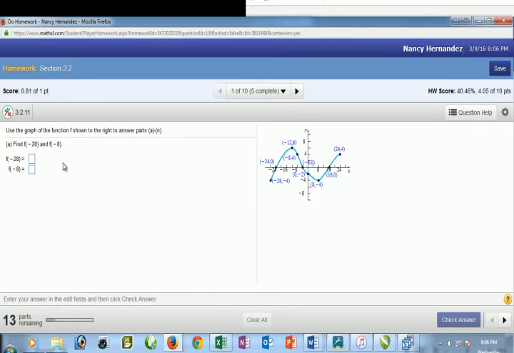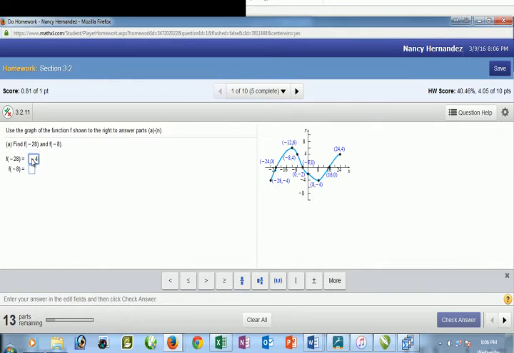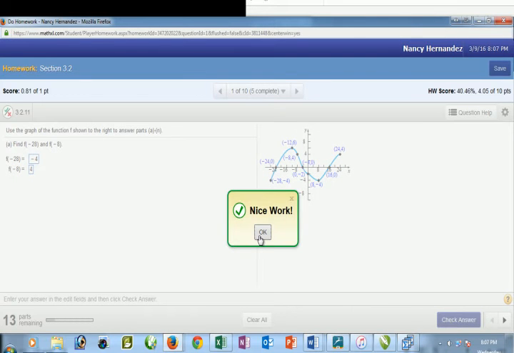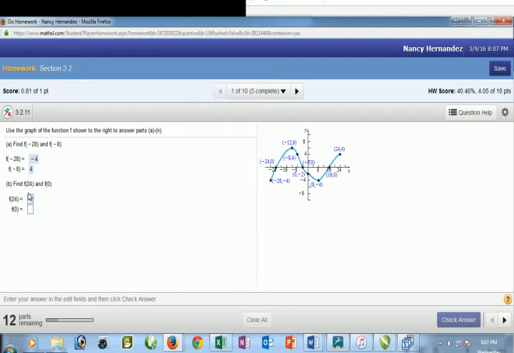F of -28, go to -28. What is y? -4. Cool. You know f of -8, your x is what? -8. My y is 4. It tells you. Now, check answer. Woohoo, got it right.